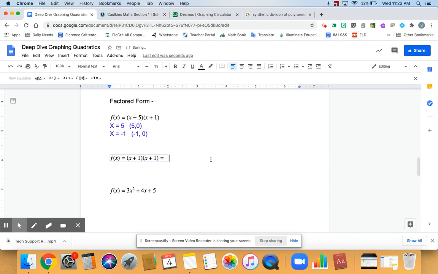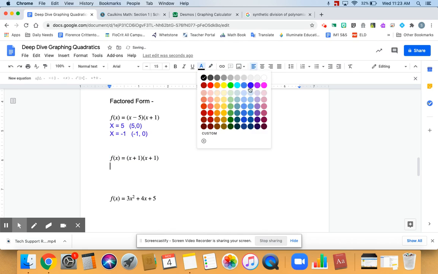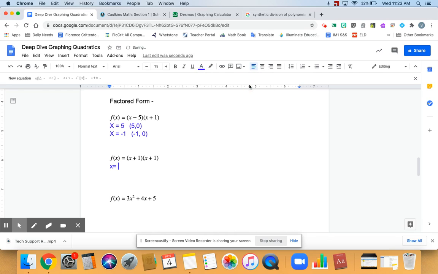But then what happens if both parentheses are the same? When I multiply it out, I get x squared plus 2x plus 1. A very normal looking quadratic equation. But when it's factored, I get 2 parentheses that are the same. So when I make the first one equal 0 and solve, I'll get negative 1. So the x-intercept is negative 1, 0. And when I do the second one and solve, I also get negative 1. Which means when I graph it, it's the same point.